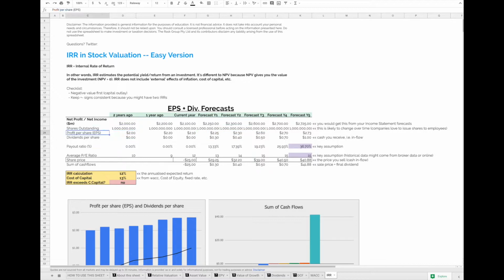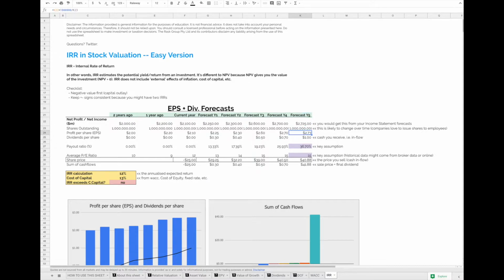So by now you can probably see, and many of you will know, that if you get net income and divide it by the number of shares outstanding, you have profit per share, or earnings per share. You can see here that we've simply done a click and drag, and we've dragged the formula across to get to $2.73 in profit or earnings per share in forecast year 5.